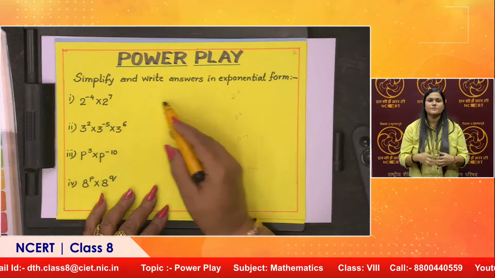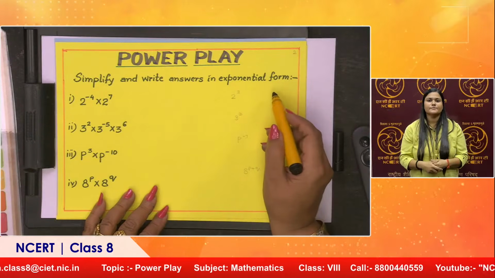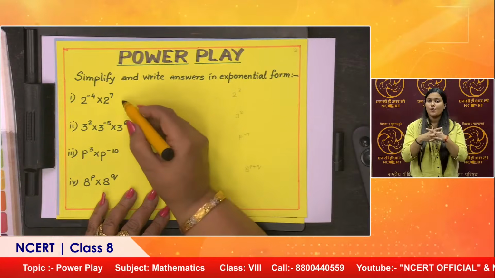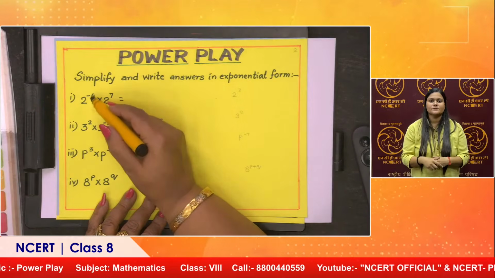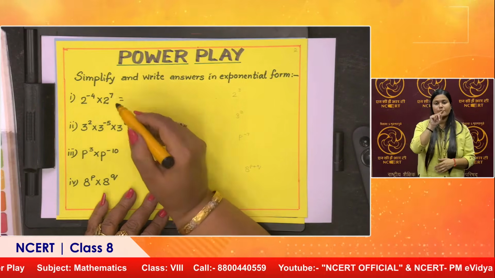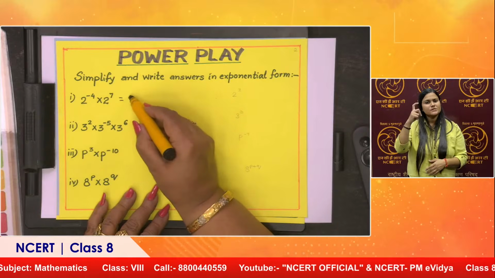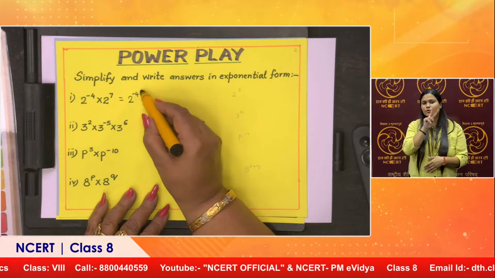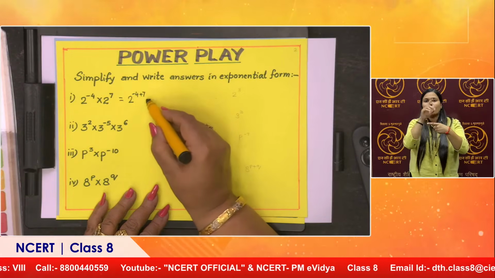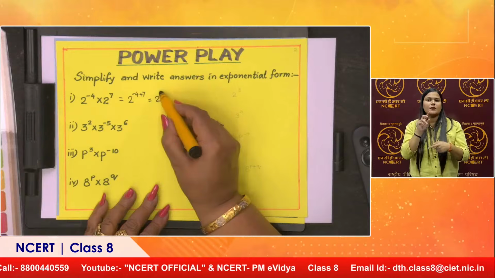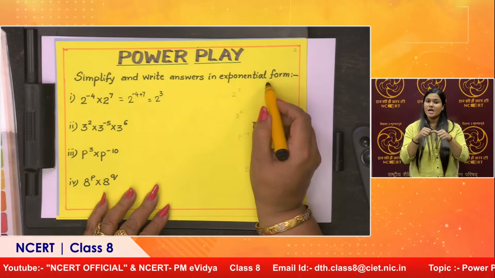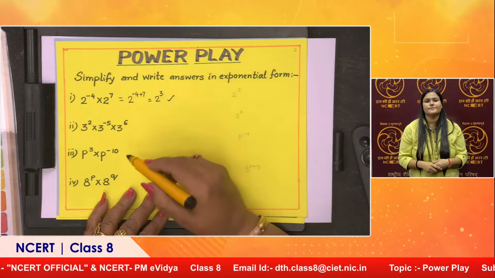Now let us solve some interesting questions. Simplify and write answers in exponential form. You are going to help me. We are going to do it with the help of laws. So here we have, Shivani, 2 to the power minus 4 into 2 to the power 7. When the bases are same, we have seen that we can add the powers. What is 7 minus 4? Plus 3. Very good. 2 to the power 3. Because the answer is asked in exponential form, let us leave it as 2 to the power 3.